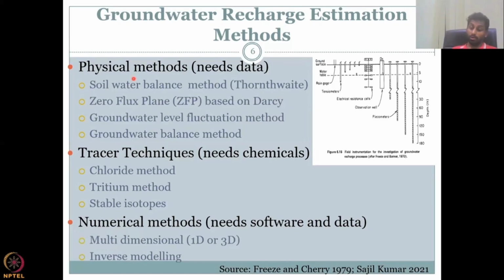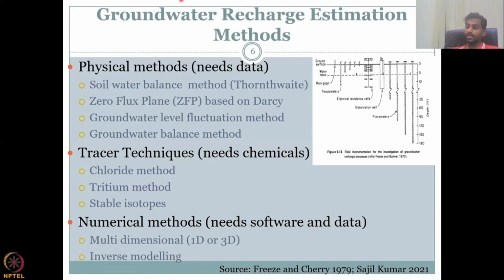Within the groundwater model, you have multiple dimensions. There can be a 1D, which is just looking at one-dimensional movement of water. There can be a 3D, where kx alone is not the only one, but you also have kz, ky, and kx. So in 3 dimensions you model how groundwater moves, and the net groundwater flow. Hydrus is a good model for 1D, whereas ModFlow is a very good model for 3D. And then you have inverse modeling, which is also based on a lot of data.